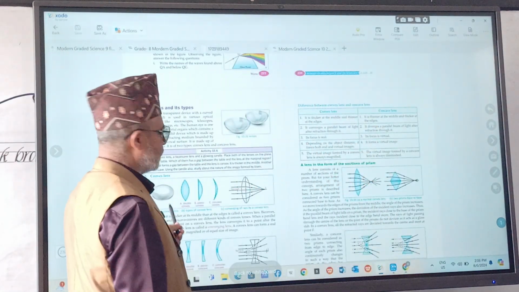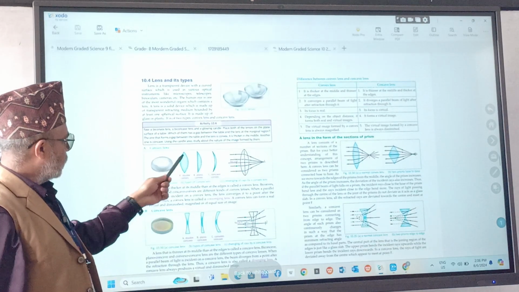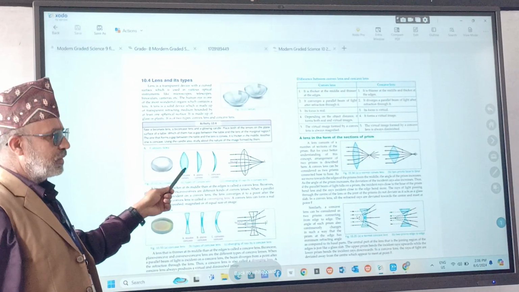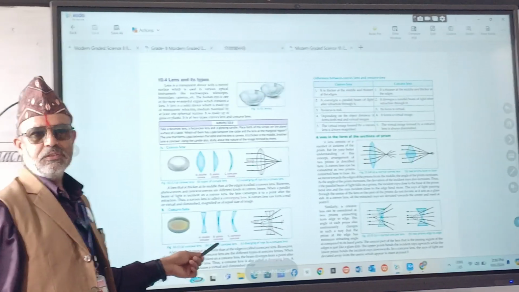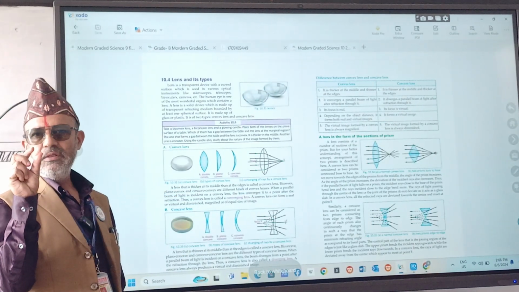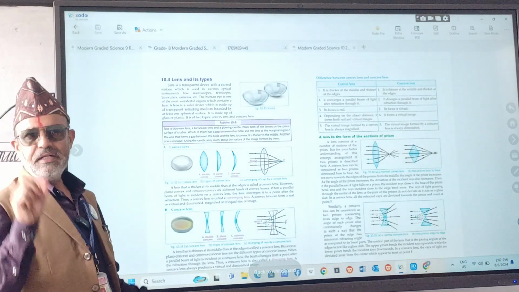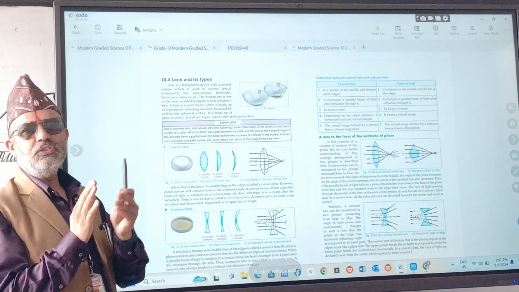Lens. How many types of lens are there? There are two types of lenses. What are they? One is convex lens. This is convex lens. This is concave lens. Convex, its central part is thick and edges are thin. Its sides are thin, central part is thick.